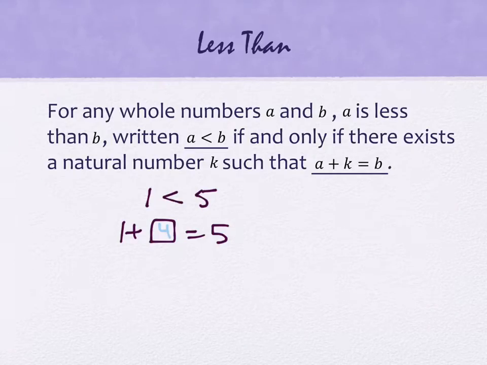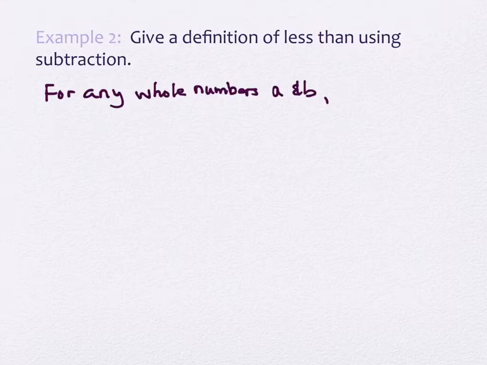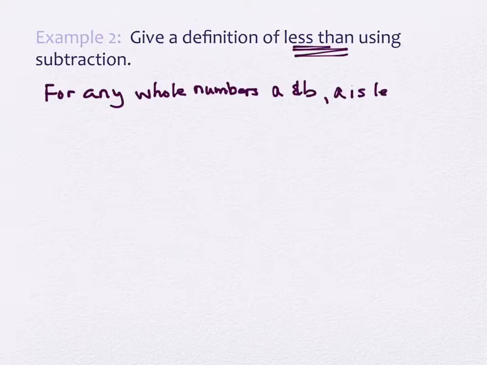The next thing here said, A is less than B, written A less than B. And we're doing a definition again for less than, so that part stays the same as well. Okay, so for any whole numbers A and B, A is less than B, written A less than B. Okay, so all that's the same. You can even put an underline in there if you want to, just like your paper has.